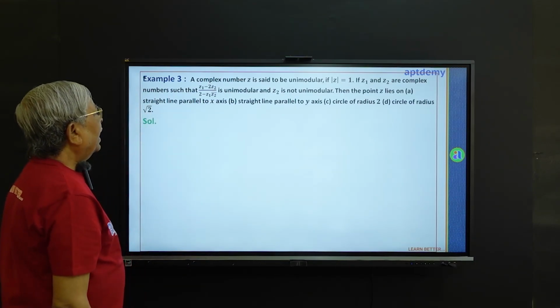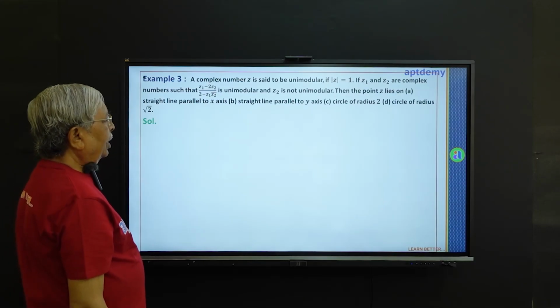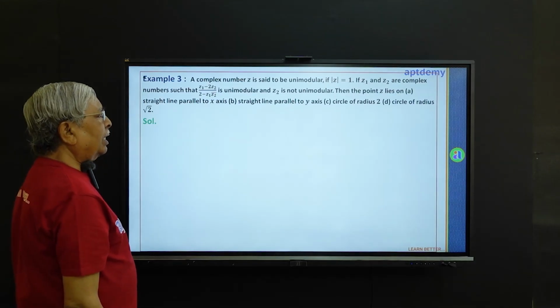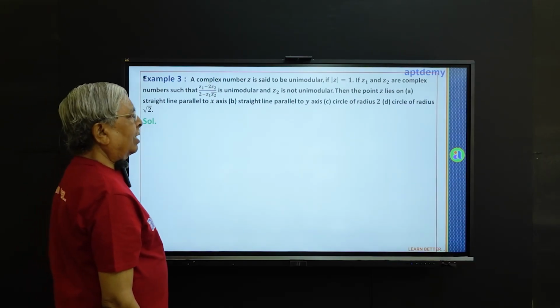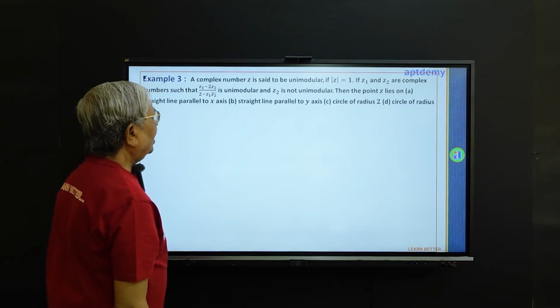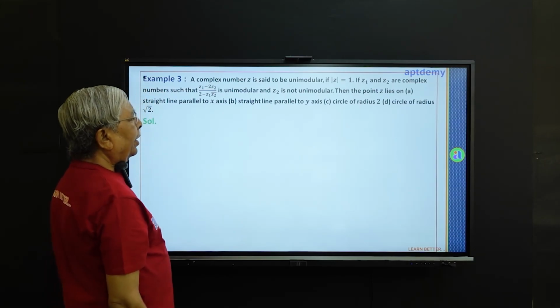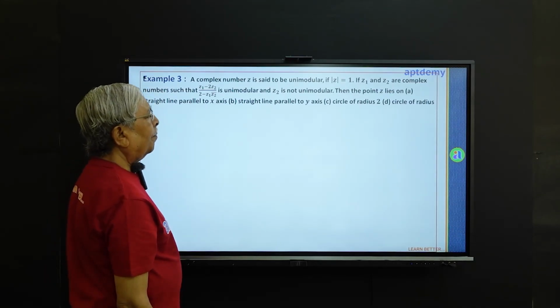Next problem. A complex number z is said to be unimodular. Unimodular means the modulus of the complex number is 1. So a complex number z is said to be unimodular if mod z equals 1.